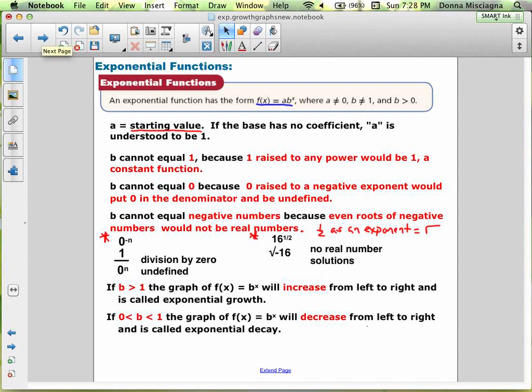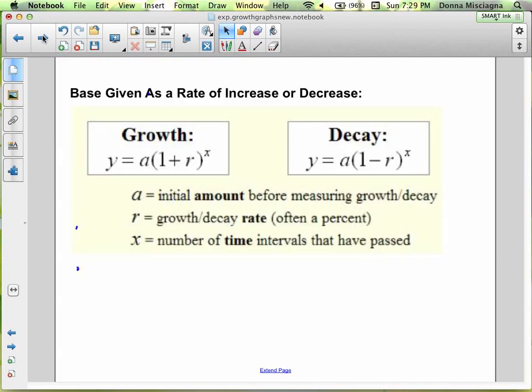So now we've looked at the structure of the equations a little bit. I'm going to add one little thing to that structure. Sometimes you're given an equation, and sometimes you're not given an equation. You're given the rate of growth or decay, especially in the next series of lessons where we'll be solving equations. And so I wanted to take the time to go over that. So the base given as a rate of increase or decrease.